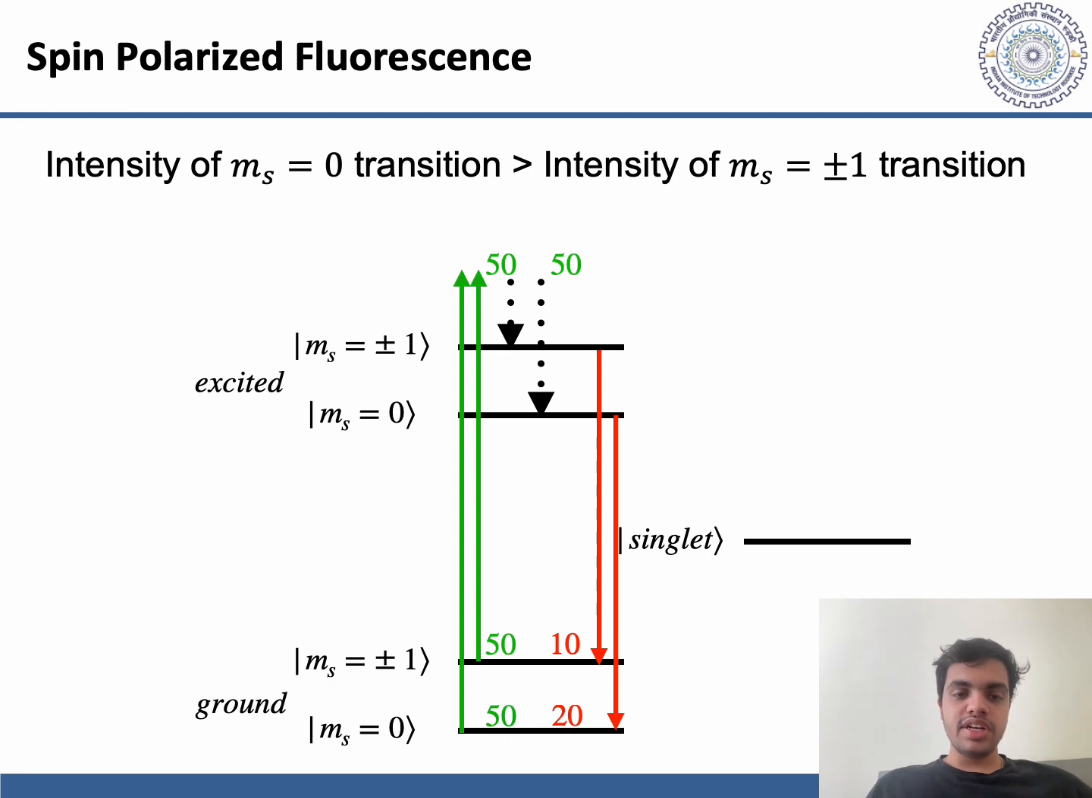But you would see that only 10 of them would come over here, but 20 of them would come here. This is because of the asymmetry again. So this means that you can always read out which state you are in. If you shine green light, you would get back red light, and the difference in intensity relative to some value can tell you whether you are in the ms equals plus minus 1 state or in the ms equals 0 state.